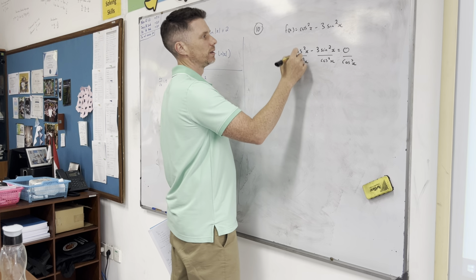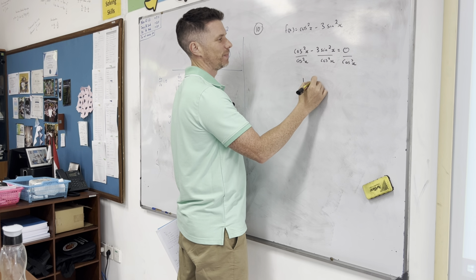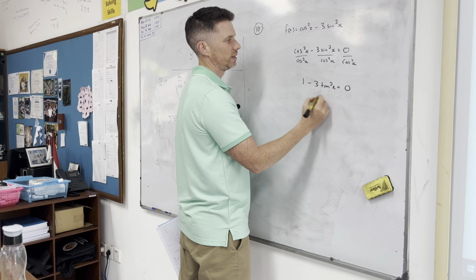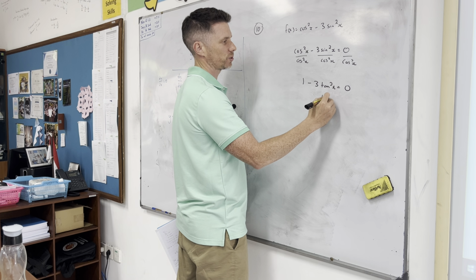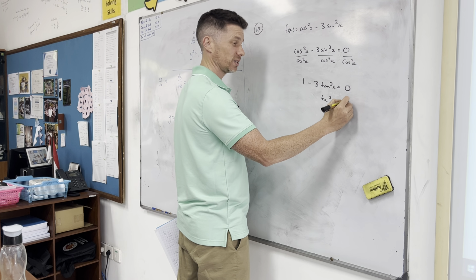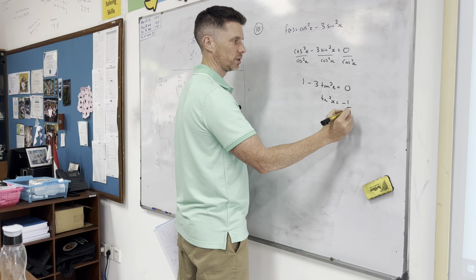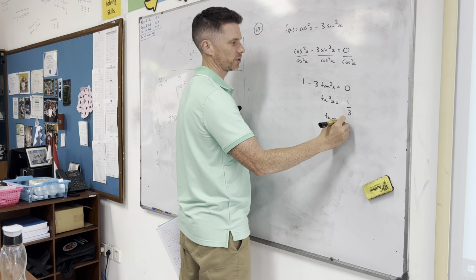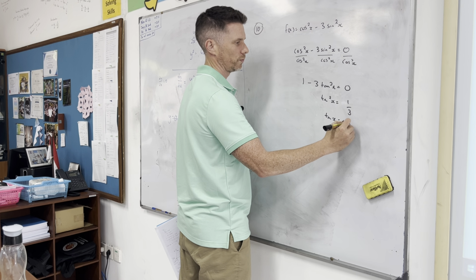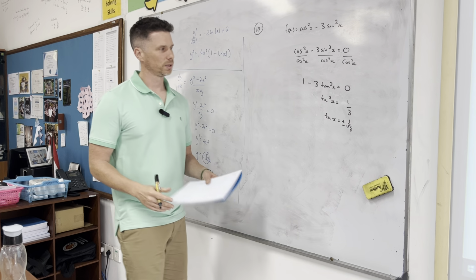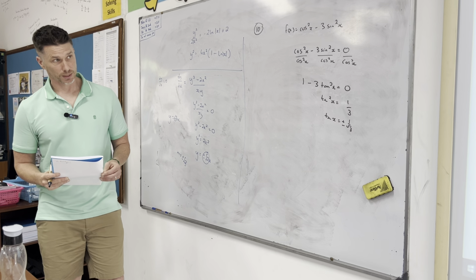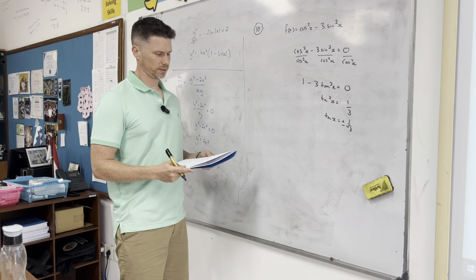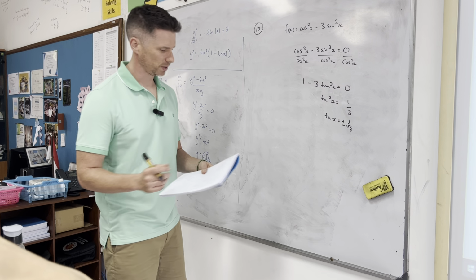You could, but that's annoying. 1 minus 3 tan squared x is equal to 0. And then tan squared x is equal to plus 1 over 3. Square root, and tan x is equal to plus minus 1 over root 3. It's root 3 over 3, it's just in your table.